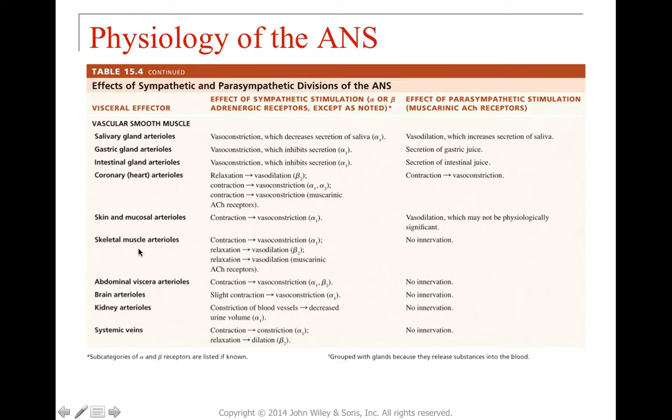All right, so for most of these, we have very little innervation from the parasympathetic pathway because now we start talking about things like skeletal muscle arterioles, which is going to feed the skeletal muscle, which we're not going to be using in parasympathetic and are mainly using in the sympathetic pathways. Also going to include things like the abdominal visceral arterioles, which are going to get contracted and vasoconstricted during sympathetic stimulation. We'll get slight contraction of our brain arterioles and constriction of our kidney arterioles and our systemic veins as well during our sympathetic stimulation. And again, we have different reactions to different subcategories of the alpha and the beta receptors.